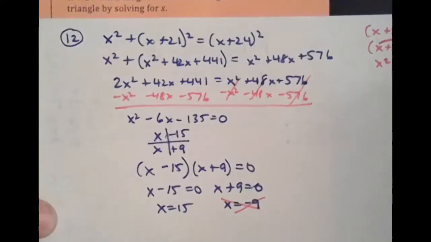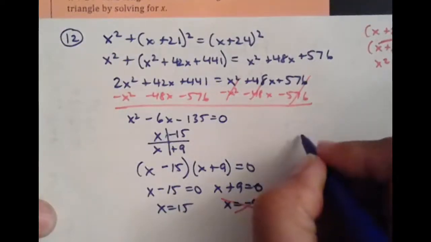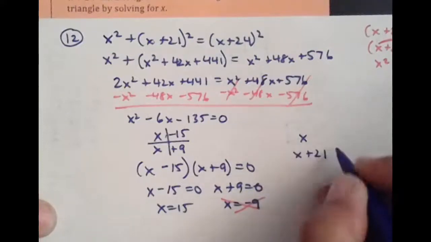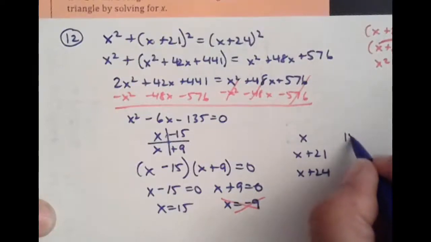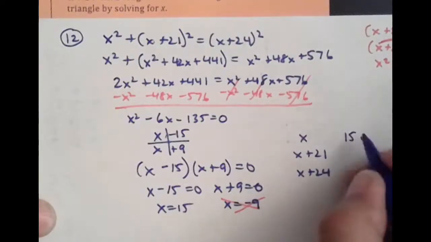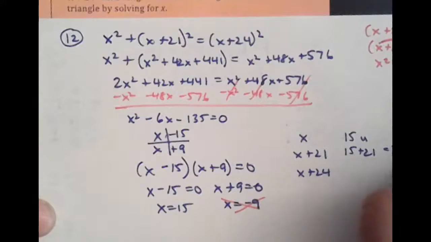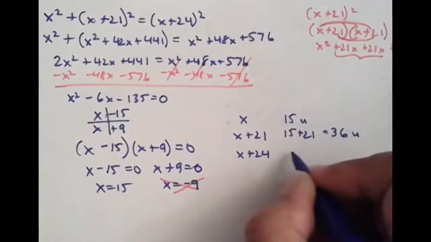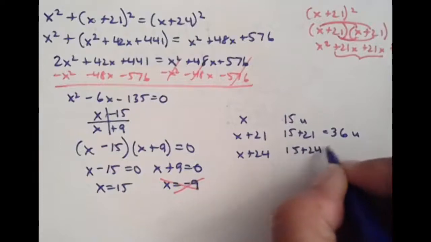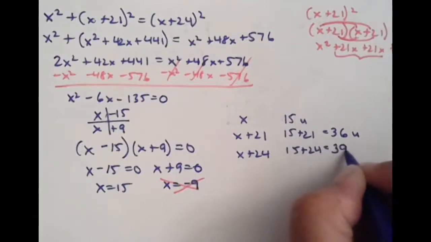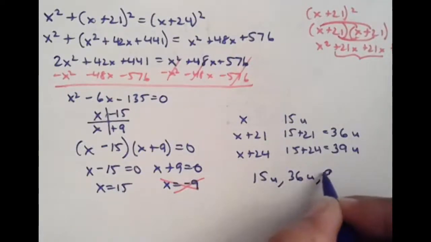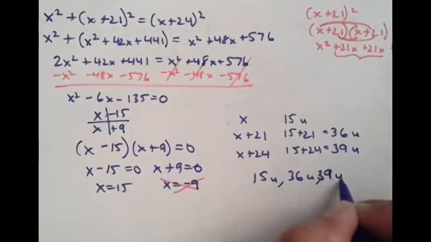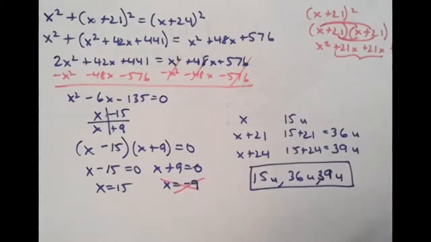All right, now keep in mind that we have to find the length of all three sides, which is x, x plus 21, and x plus 24. So the first value is 15 units, and then the next one is 15 plus 21, which gets us 36 units. And then we have 15 plus 24, which gets us a total of 39 units. So we have 15 units, 36 units, and 39 units. Those are the three side lengths.